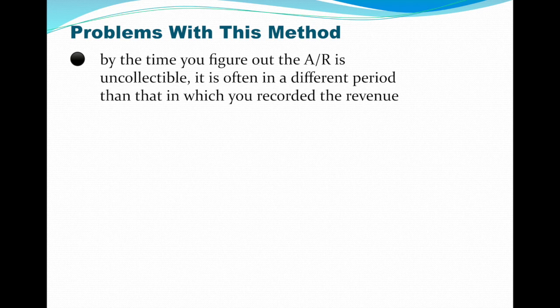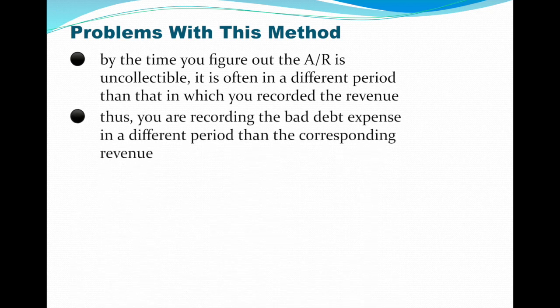So by the time you figure out that the accounts receivable is in fact 100% uncollectible, it's often in a different period than the time that you recorded the revenue. And so what that means is that, if you make a whole bunch, and this, I'm interrupting myself.